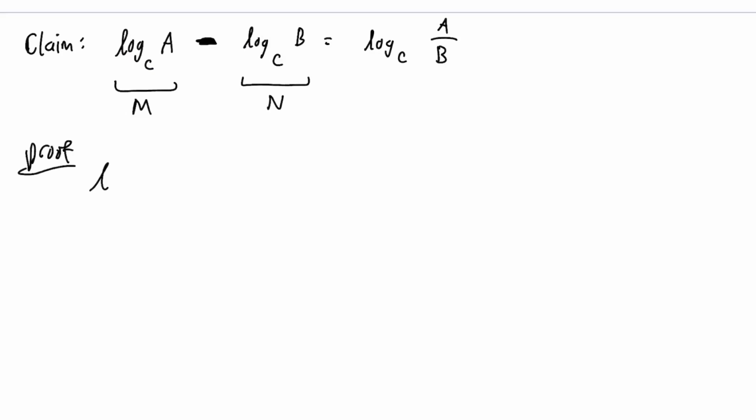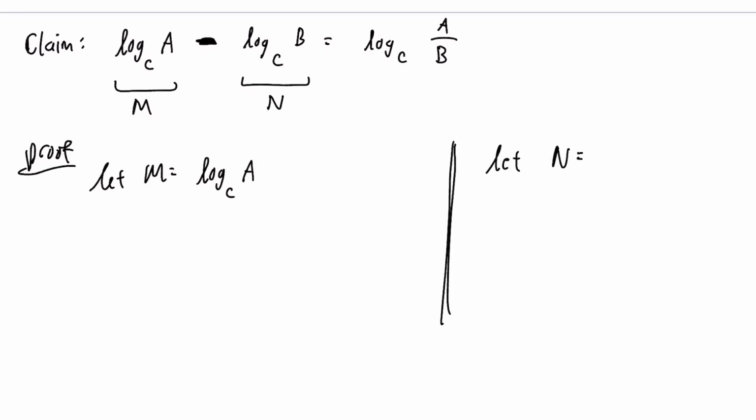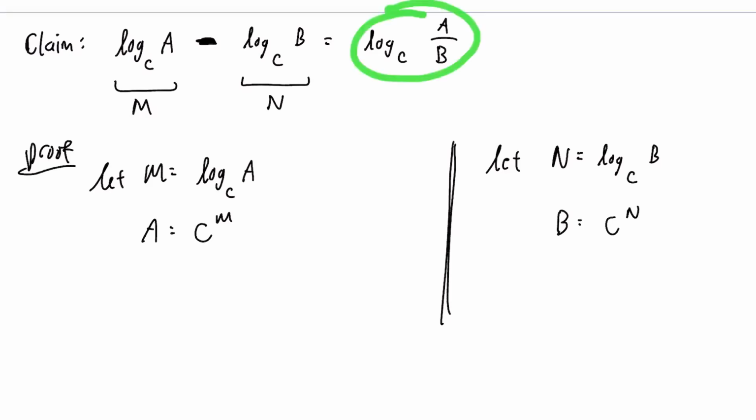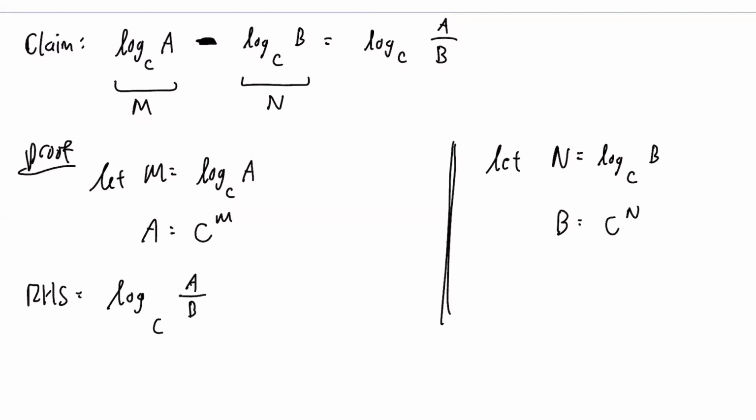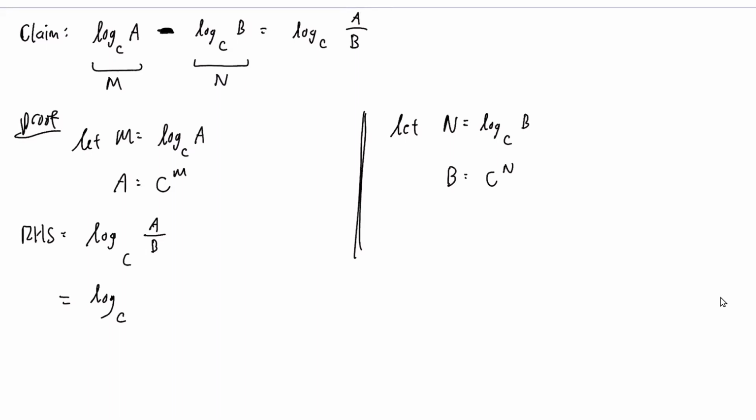Proof. We let M equal log A base C, and we also let capital N equal log B base C. Then you can make A the subject again, it will be C to the power M, and B will be C to the power N. Now we deal with the right hand side, log of A over B, base C. Then replace the A with C to the power M, and the B with C to the power N.